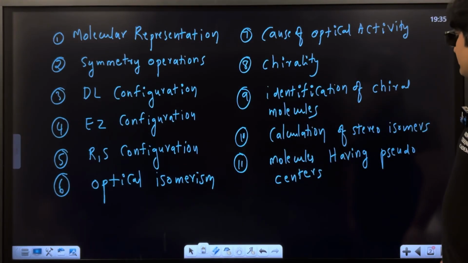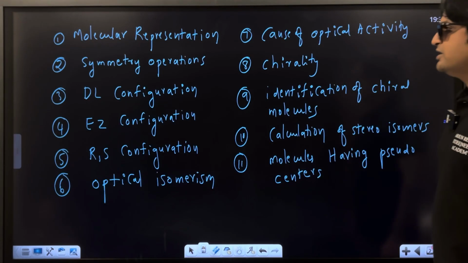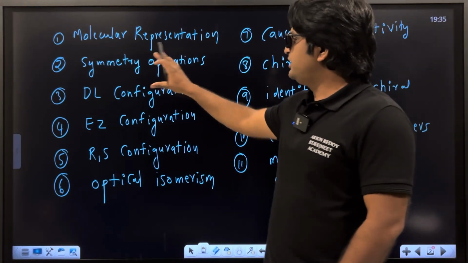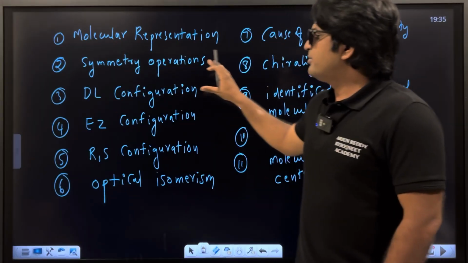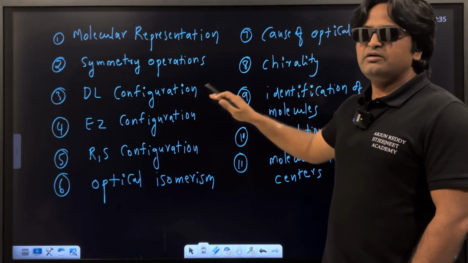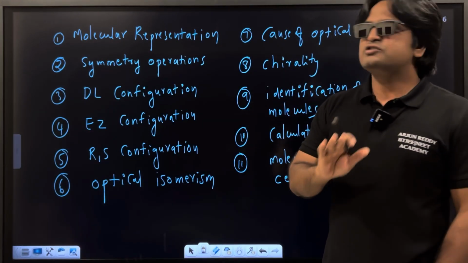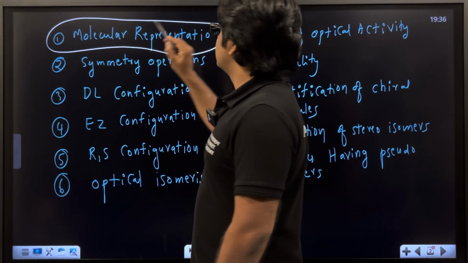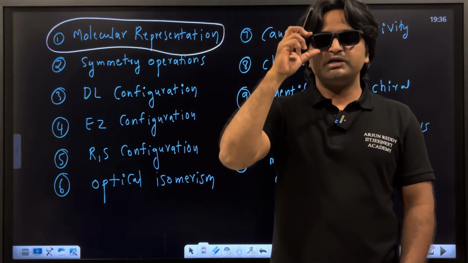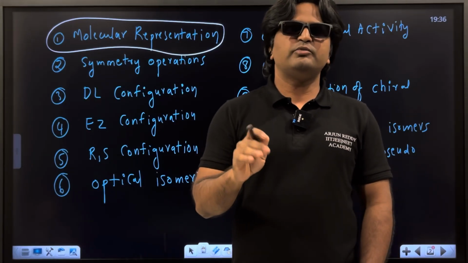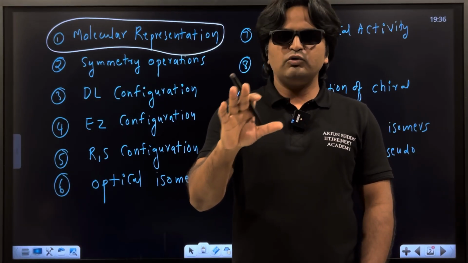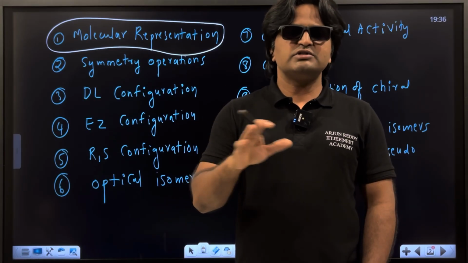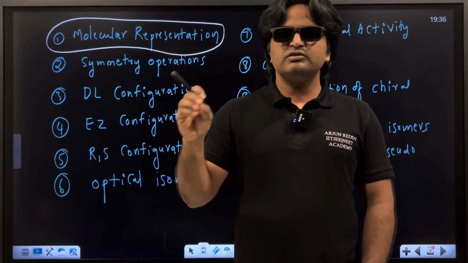Now, nearly we have 18 to 20 topics in optical isomerism, but to understand all these concepts, from symmetry operations onwards, DL, EZ, RS, whatever the concept, in optical isomerism we first require molecular representations. Why? Because, for example, if you are going to compare enantiomers, diastereomers, meso compounds, anything, what kind of molecules are you selecting?